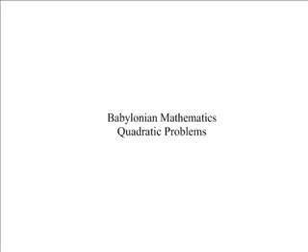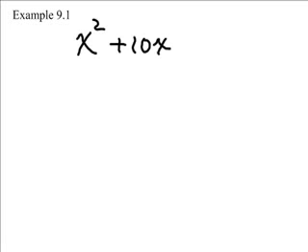Babylonian Mathematics, Quadratic Problems, Example 9.1. Solve for x if x squared plus 10x is equal to 4, and we want to use the method of completing the square. The example I have again is x squared plus 10x equal to 4. Leave some room, because you're going to be adding something to the 10x.